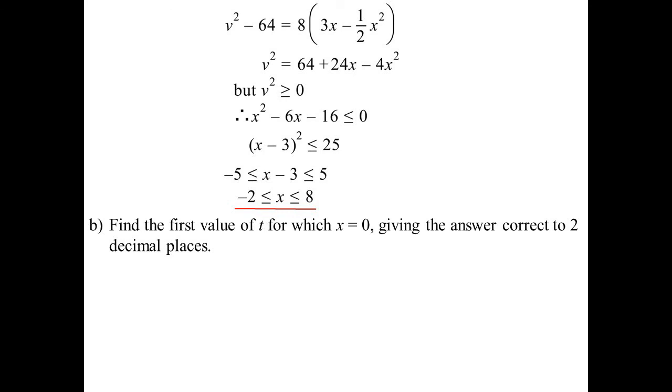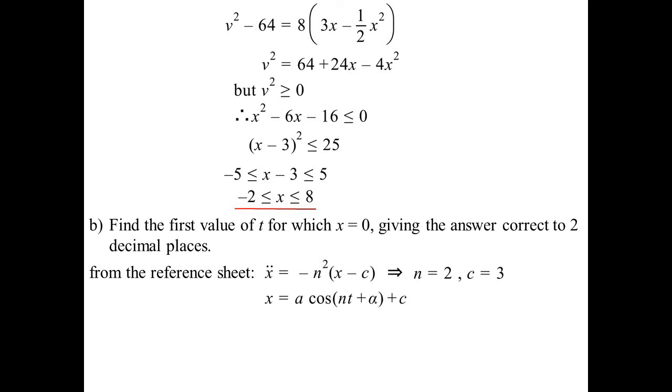Find the first value of t for when, well, basically when is it at the origin. Make use of your reference sheet. On the reference sheet, they said acceleration is equal to minus n squared (x minus c). So for our problem, n is 2, c is 3. But they also told us it's this, and we've created ours as well. Now, a is equal to 5. We worked that one out. There's my equation. And now we want to know when x equals 0.